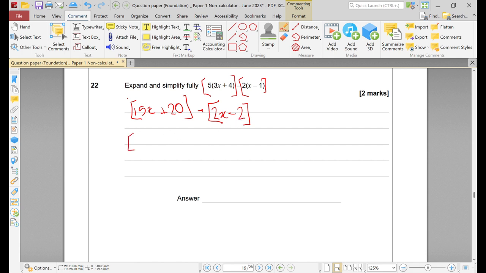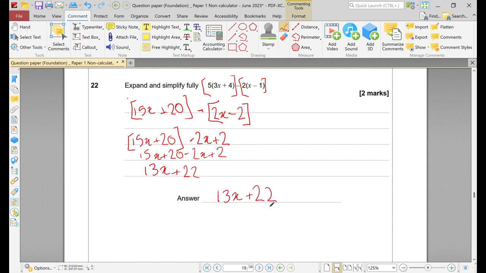So when we do this in a second, 15x plus 20 minus 2x minus minus 2, so it's going to be plus 2. So it's 15x plus 20 minus 2x plus 2. That's 15x minus 2x, it's 13x. 20 plus 2, that's 22. So it's 13x plus 22.